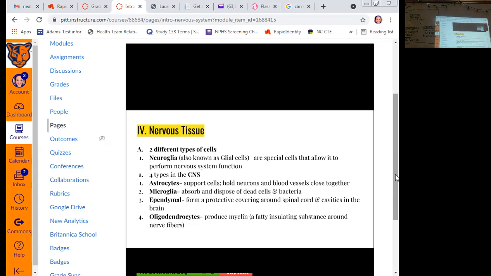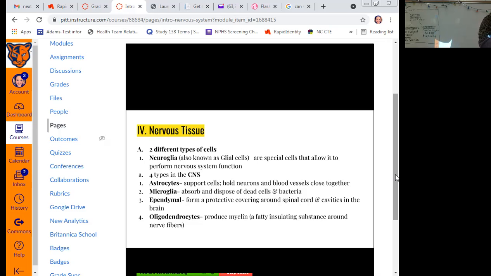O-L-I-G-O. Does that help you? Okay, so myelin, think about this cord right here. There's lots of little wires running in here, and the wires are sending the signal from the projector to the computer. So myelin is basically like this hard rubber covering that you have on the outside of these cords.